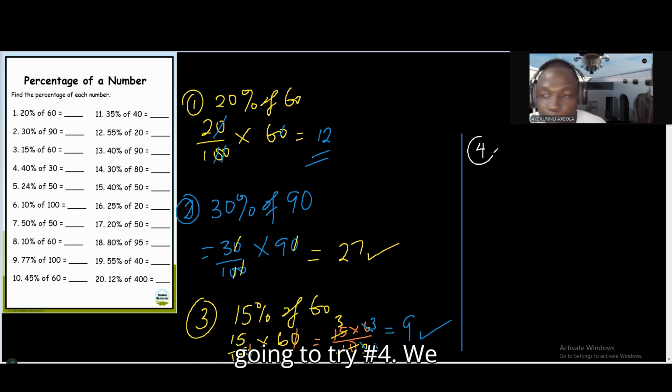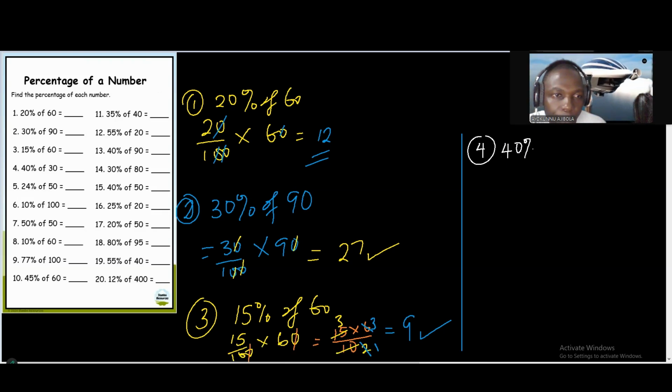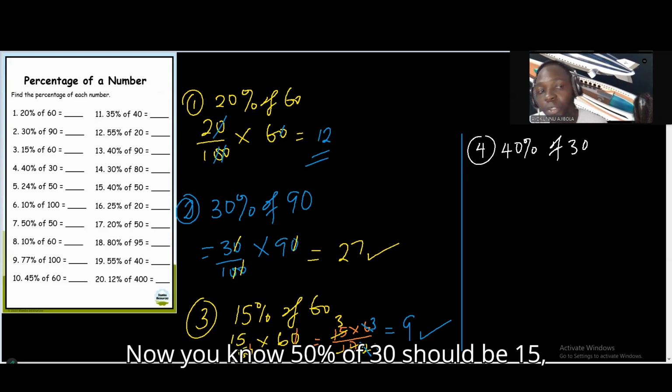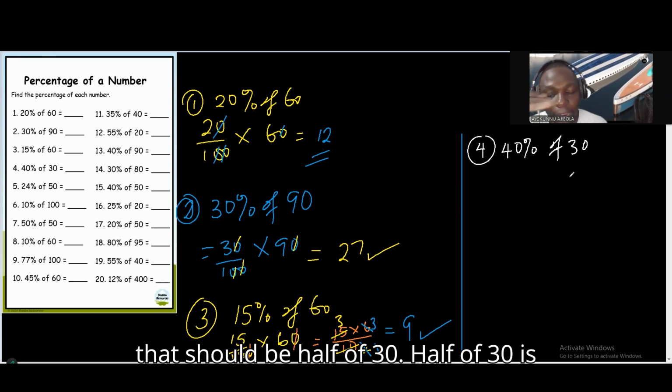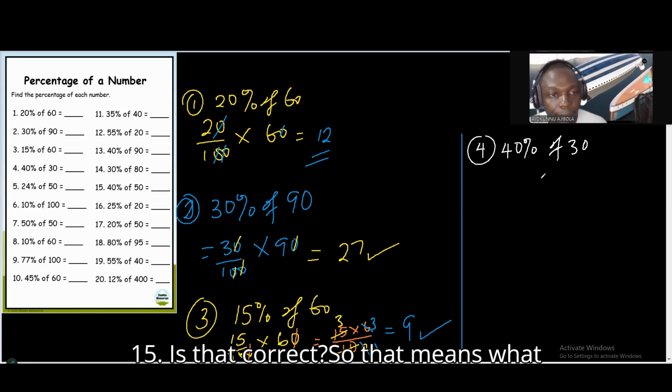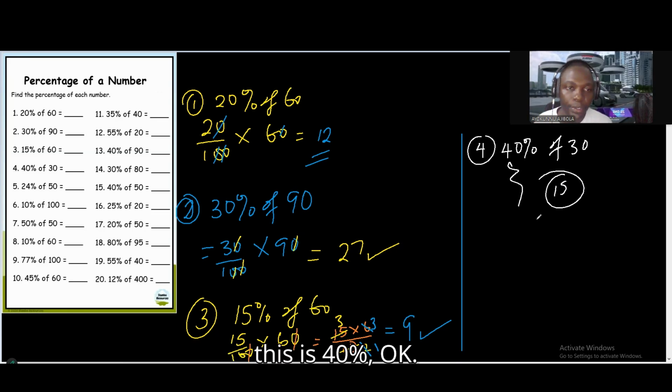Number 4, we have 40% of 30. Now, 50% of 30 should be 15, right? That should be half of 30. Half of 30 is 15. That means what I'm going to get is less than 15 because this is 40%.